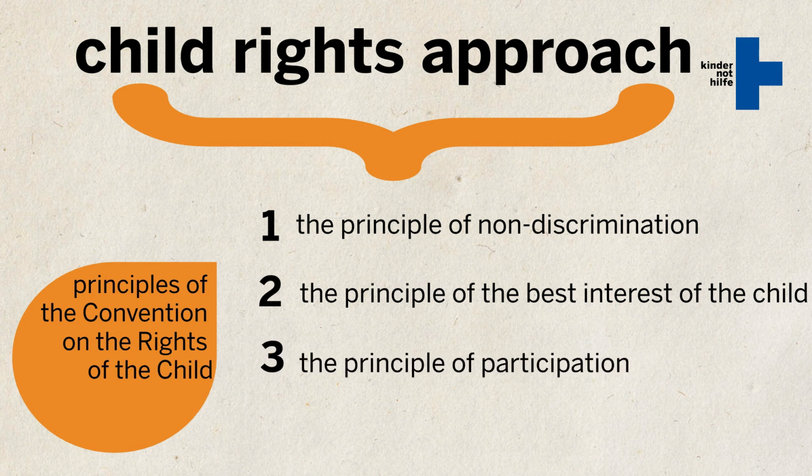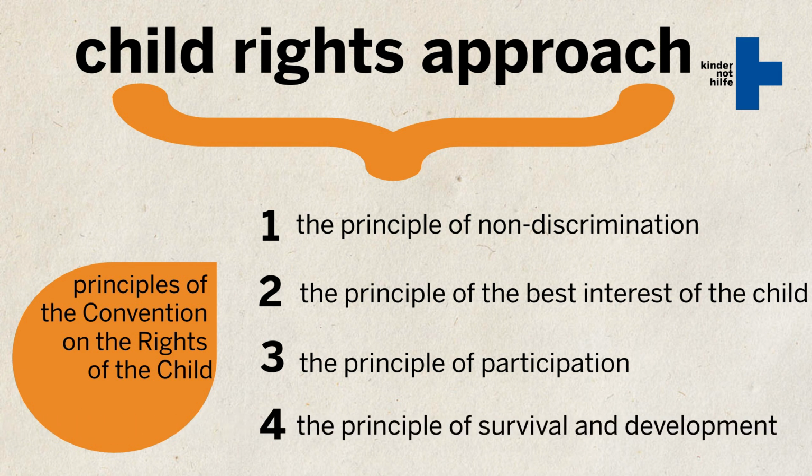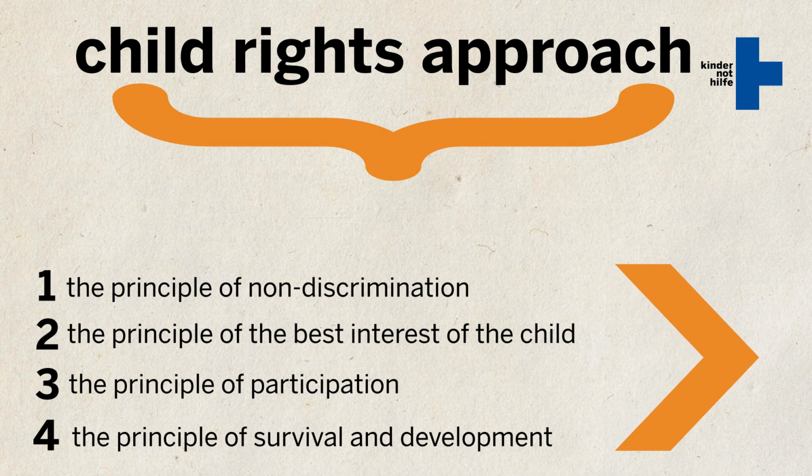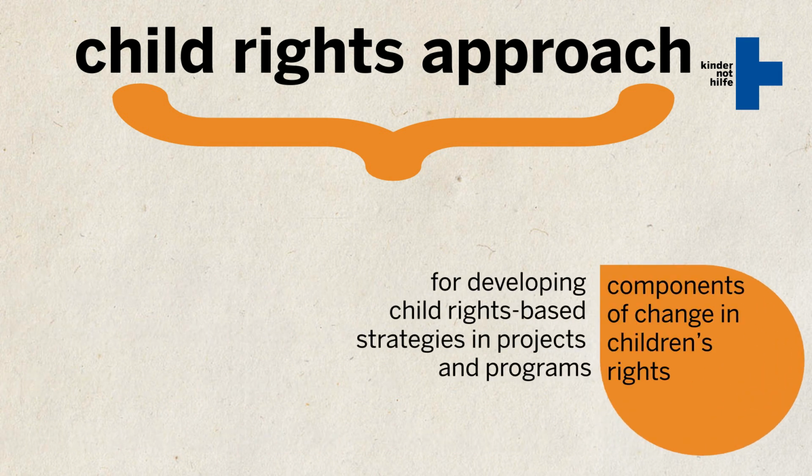The principle of participation presents children as right holders by recognizing children's opinions, their right to express themselves freely, to influence their environment and to have a say in all matters that affect them. The principle of survival and development emphasizes that children must grow up in an enabling environment in which they can develop their potential. From these 4 principles, KNH derives 6 components of change for developing child rights-based strategies in projects and programs.